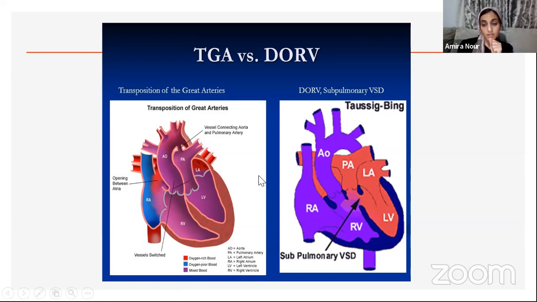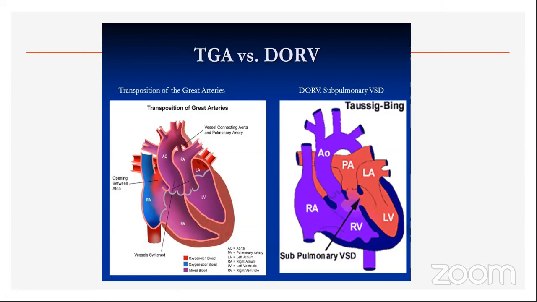Dr. Hatem, would you like to add something? So again, summarizing what Dr. Amira has just said, the main difference between any entity and its DORV counterpart is the degree of overriding. Exactly as she said during the definition of the double outlet right ventricle, both great vessels predominantly come out from the right ventricle, which usually entails that one great vessel totally comes from the right ventricle and more than 50% of the other great vessel.